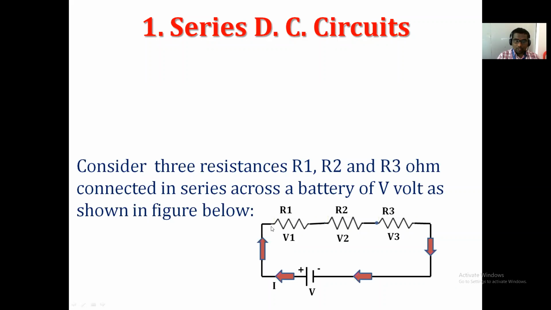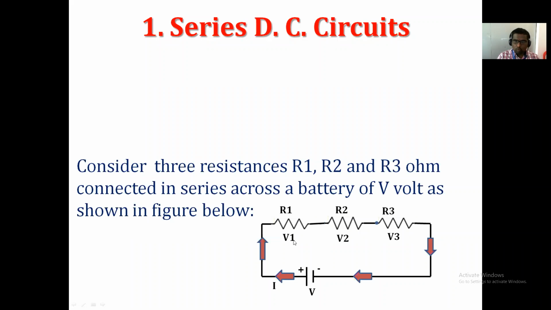But due to this current, the voltage is developed across each series resistance according to Ohm's law. And this developed voltage may be different. It is based on the resistance of that resistor. It means that if the value of resistance is more, definitely more voltage is developed.